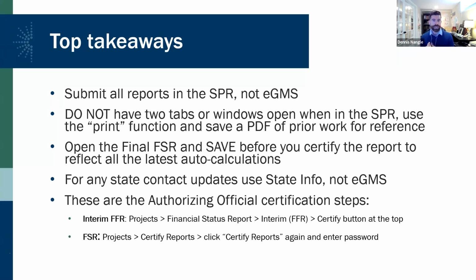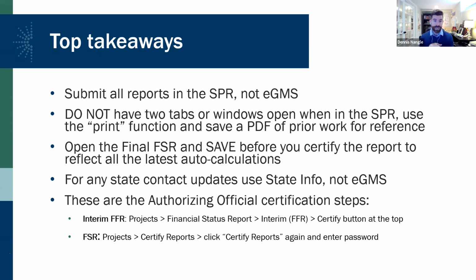The fourth top takeaway is similar to the first one. If you have any state contact updates, if somebody changes a position, if somebody vacates a position or somebody is new, use the state info section of the SPR and not EGMS. We use our state info section and are alerted of changes to that as soon as they're made. And then Laura primarily, who is a huge help, makes sure once we get that notification that those contacts are reflected in all of your open awards in EGMS. And that will also ensure that they're on the right communication and contact lists for communications.